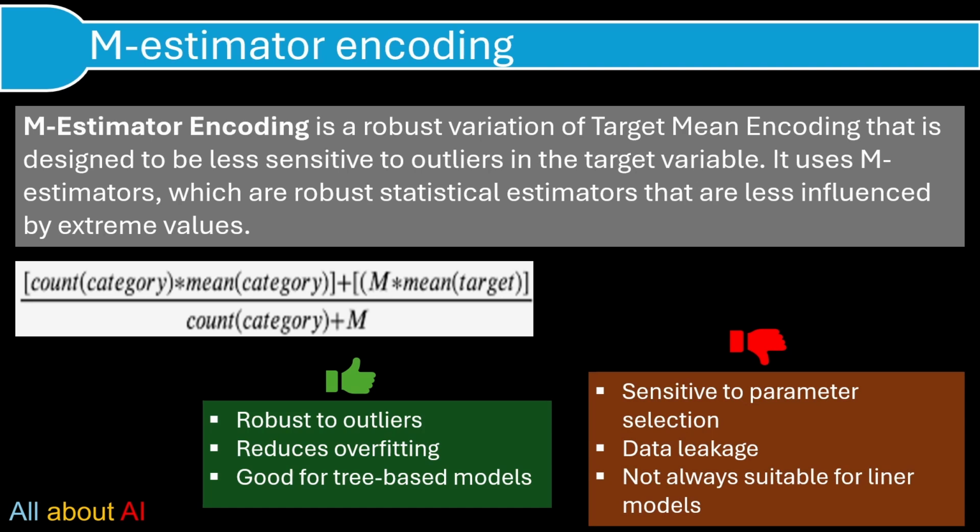Parameter sensitivity. The effectiveness of M-estimator encoding depends on the choice of the smoothing parameter, which may require tuning. Potential data leakage. If not applied correctly, particularly with target variables, it can lead to data leakage, where information from the test set contaminates the training set.